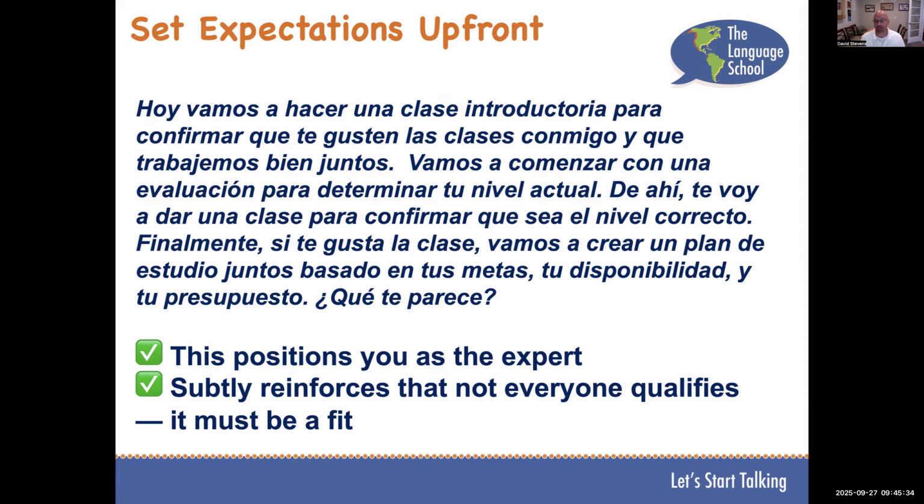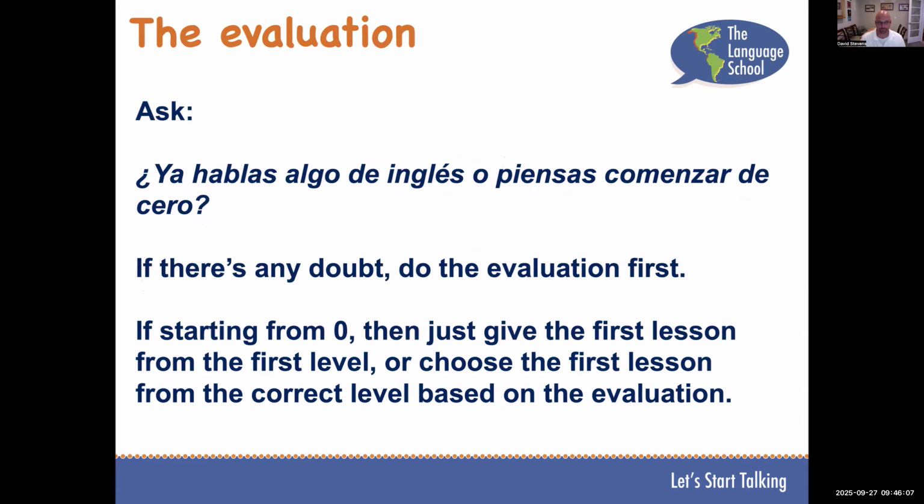So again, we're getting them to say yes. We're wanting them to say that it sounds good to them, right? We're just basically saying exactly what we're going to do. We're going to start with an evaluation to determine your current level. We're going to give you a class based off of that evaluation. And if you like everything and we work well together, we'll create a plan together based on your goals, your availability, and your budget. This is going to position you as an expert and subtly reinforces that not everyone qualifies. It has to be a good fit for both you and the student.